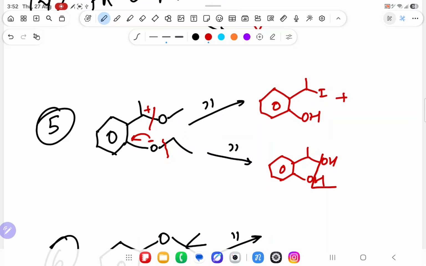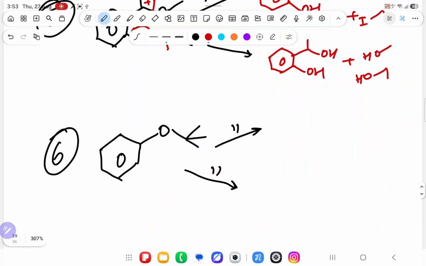After that, you will remove water, no problem, and you would form a ketone, but ketone is not forming over here. Plus outside, this will give what? You are breaking from here, OH, and this will give what? I on the bottom side. Here OH, here OH. Understanding the point?